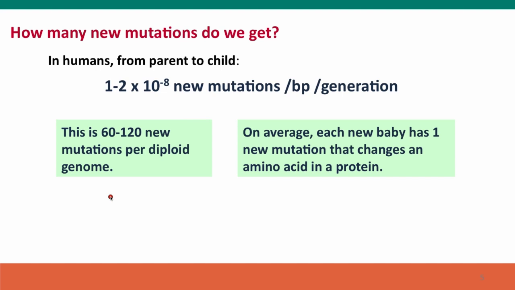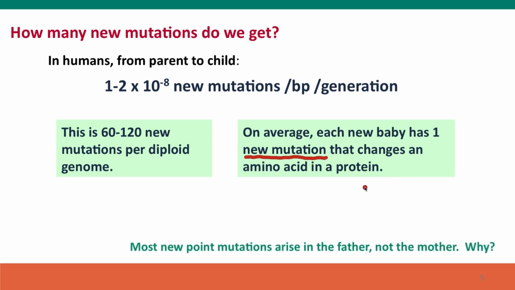That means that on average, each new baby has approximately one, sometimes none, sometimes one, sometimes two new mutations that were not present in their parents, that changes an amino acid in a protein. So this means that we're constantly generating new genetic differences.